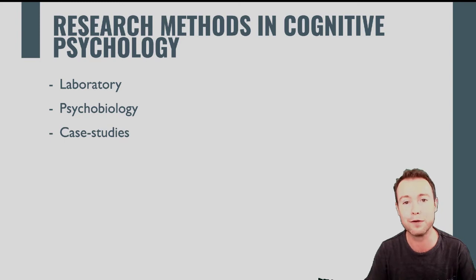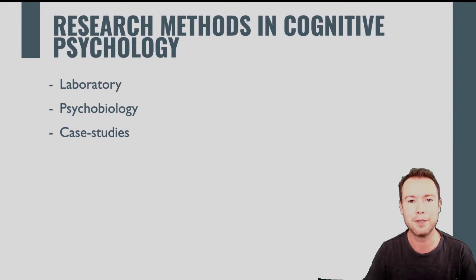And then finally we're going to focus a little bit on how we can use individual case studies, and particularly this would be patients that might have had damage to a particular region of the brain, and how we can use this information to inform normal, healthy functioning.